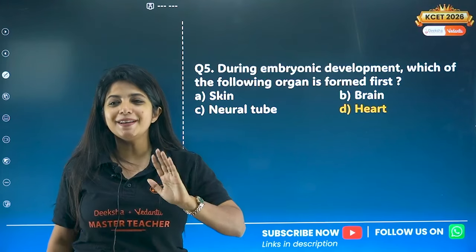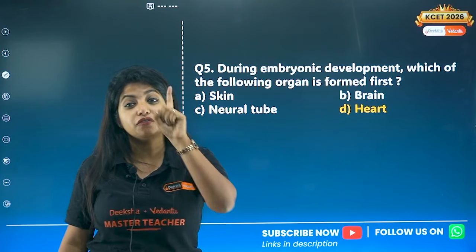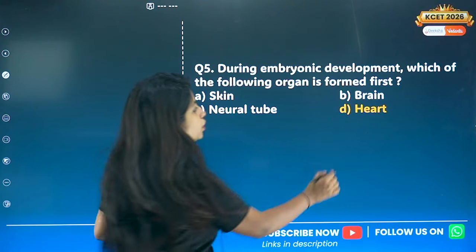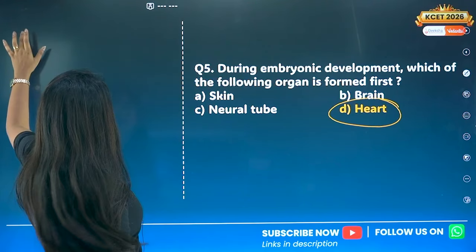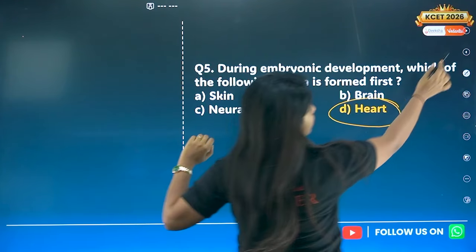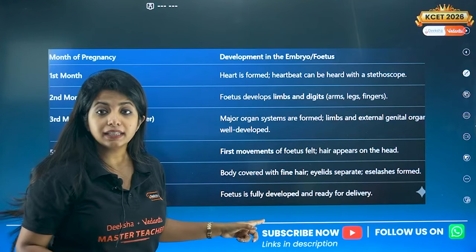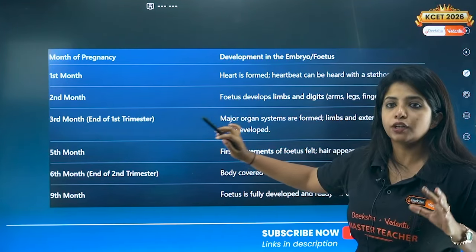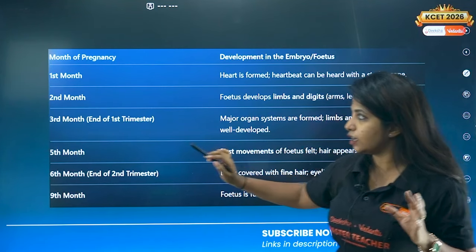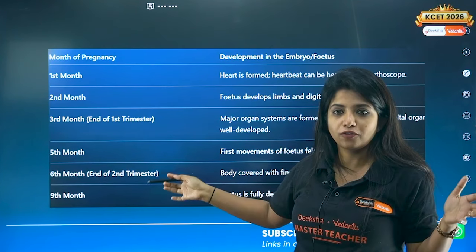That's what we check. Similarly, in the embryonic development stage, my dear children, the first organ to form would be your heart. So, by the end of the first month, you can hear heartbeats in the embryo, in the growing fetus. So these are the months that you need to remember. First month what happens, second month what happens, third, fifth, sixth and ninth. So 4th is not there. Okay, so you don't have to look around that.